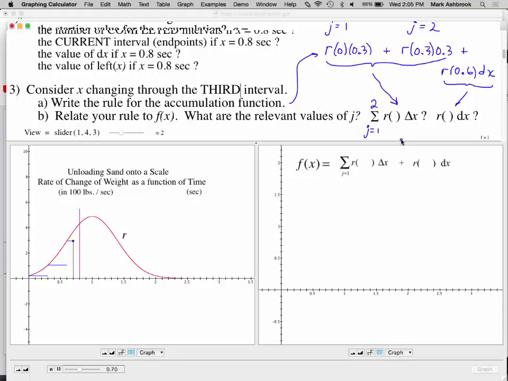No, the bottom number tells you where to start. If j takes on every value, j takes on 1, and then j is 2, and then j is 3, and then j is 4. It takes on all the values from here to here, and then we sum all those up.